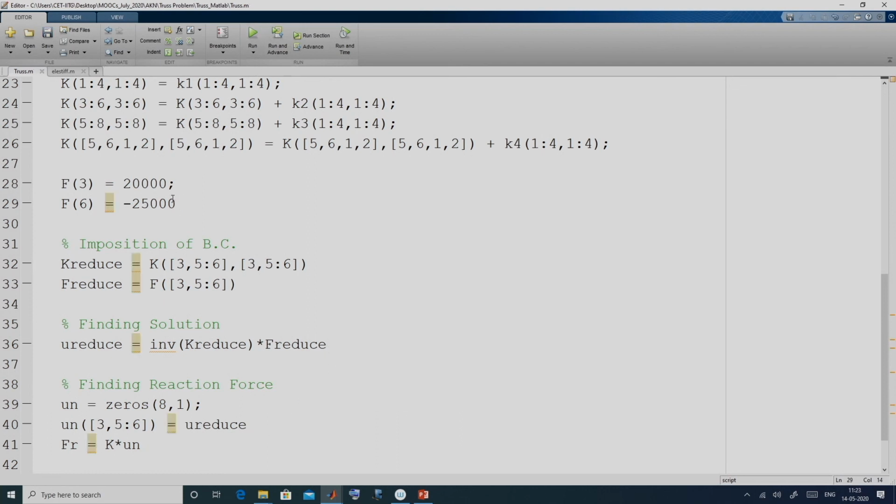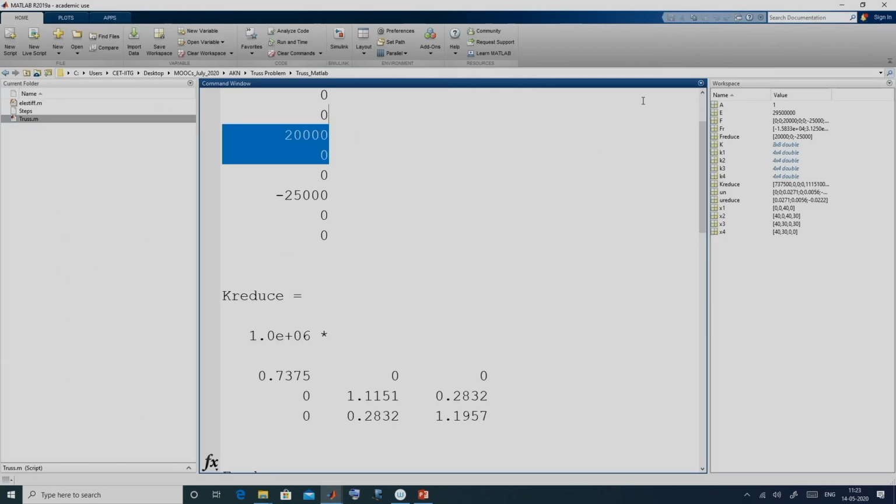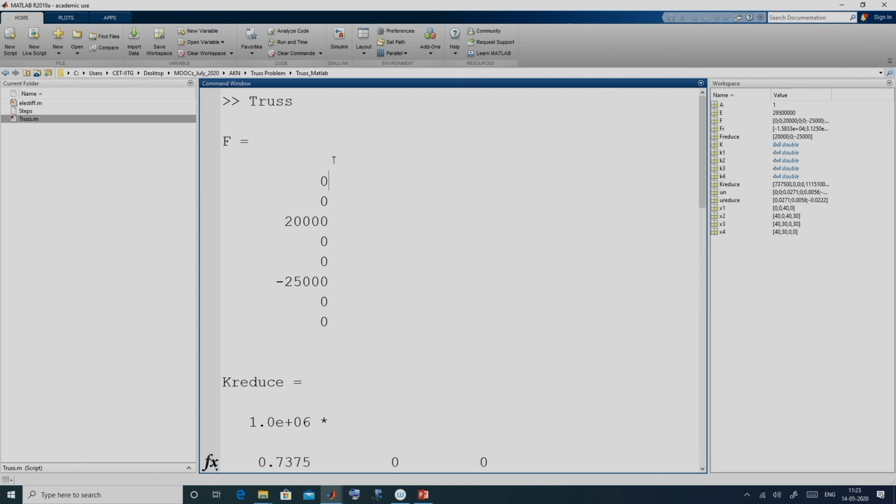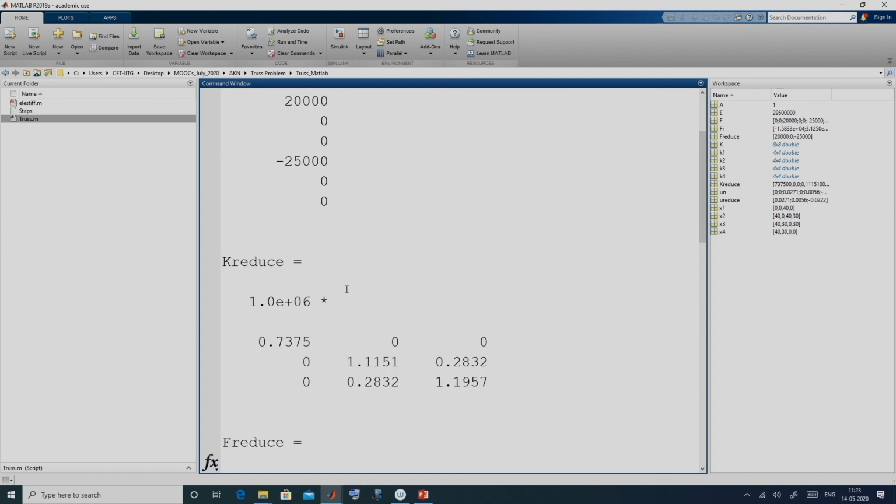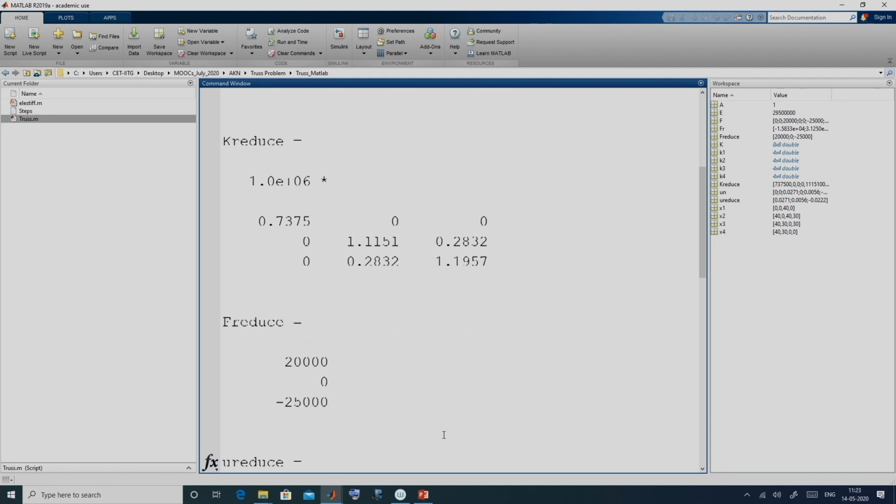Let me show you the output at different steps. If you remove this semicolon, you can see the output at that step. So, this is our global load vector, where F3 and F6 are non-zero. Then after imposing the boundary condition, we have this reduced stiffness matrix. This is our reduced load vector, where 3, 5, 6 are our active degrees of freedom corresponding to those rows and columns.